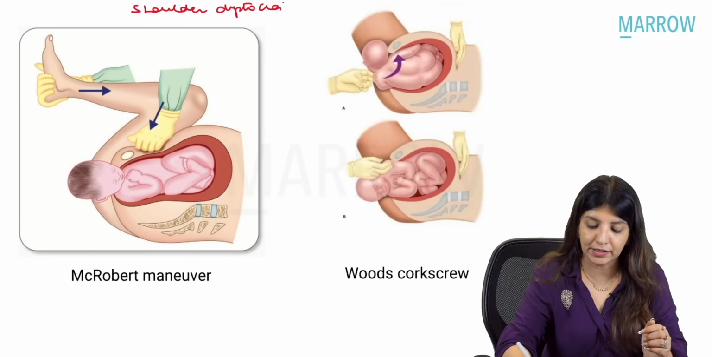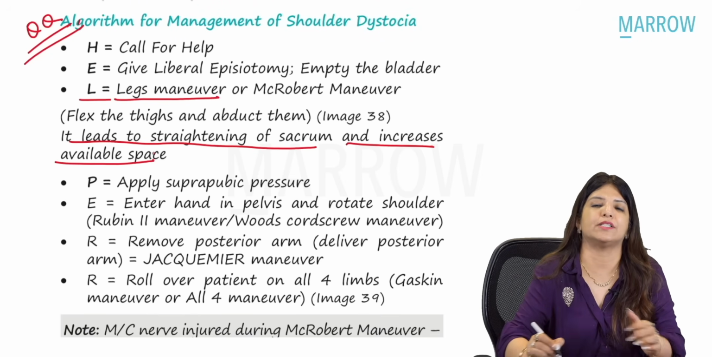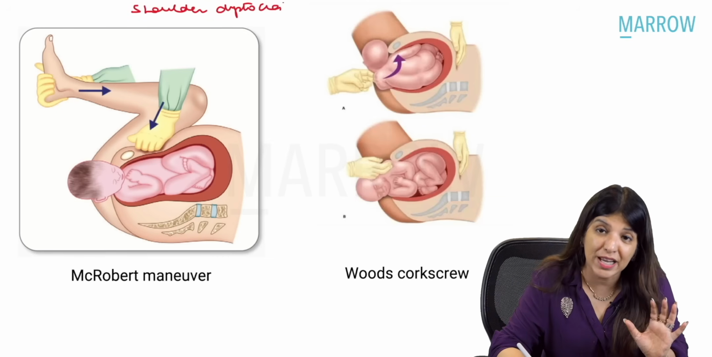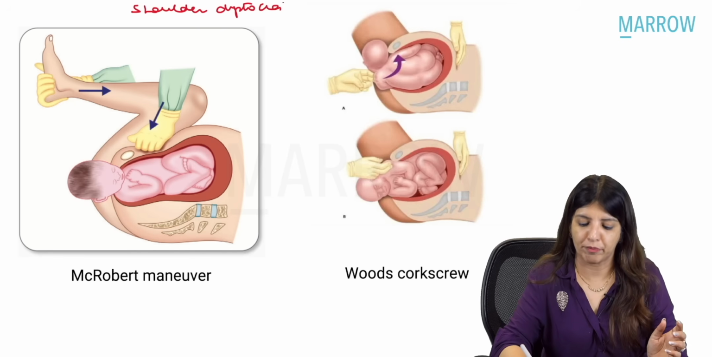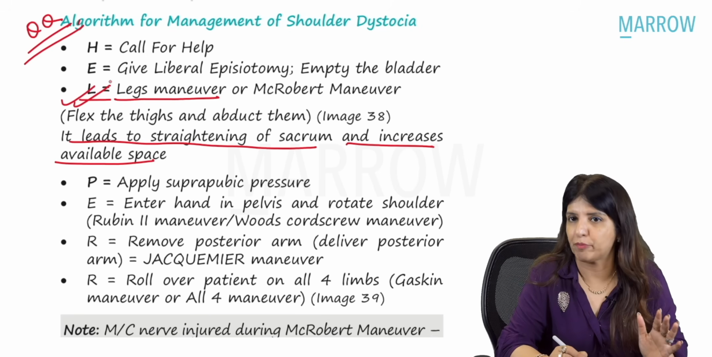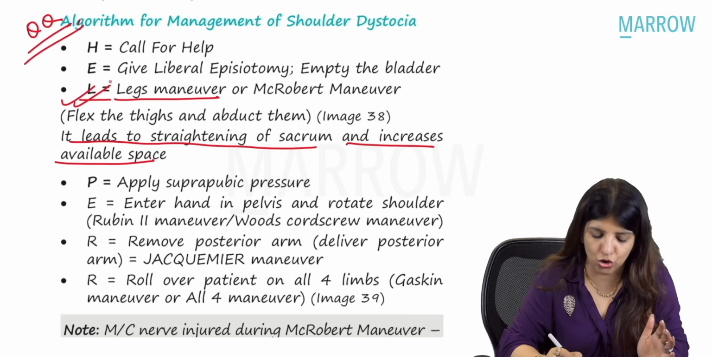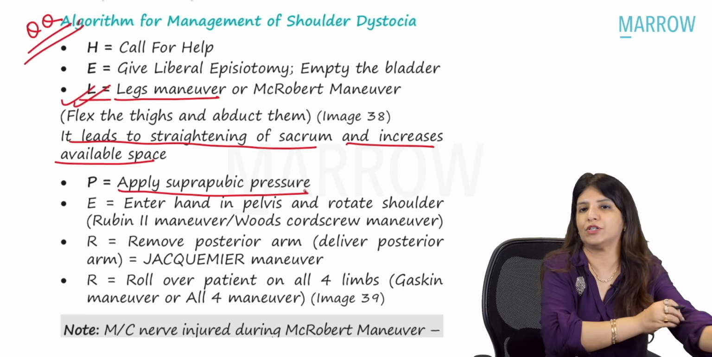So once they are flexing the legs tightly against the abdomen and then abducting them, what is happening? It leads to straightening of the sacrum and that increases the available space. So this over here is McRoberts maneuver. Please remember, initially when you perform McRoberts maneuver, you do not apply suprapubic pressure. Initially, you are going to perform McRoberts maneuver without suprapubic pressure. But if McRoberts maneuver fails, then you ask the assistant to apply suprapubic pressure along with McRoberts maneuver, and you try to deliver the shoulder.